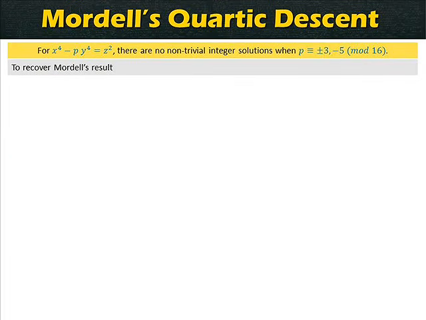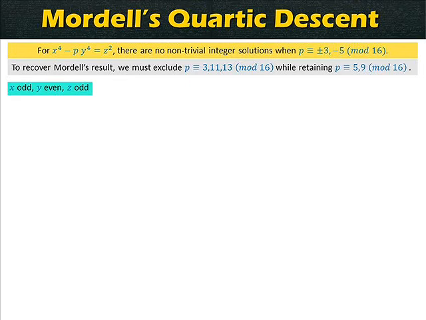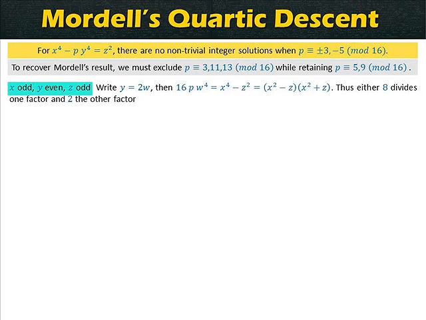Summing up, to recover Mordell's result, we must exclude residue classes 3, 11, and 13, modulo 16, while retaining 5 and 9. For the final parity case, we take x and z odd while y is even. So we write y as 2w and factor the equation into the product of two terms, which is divisible by 16.